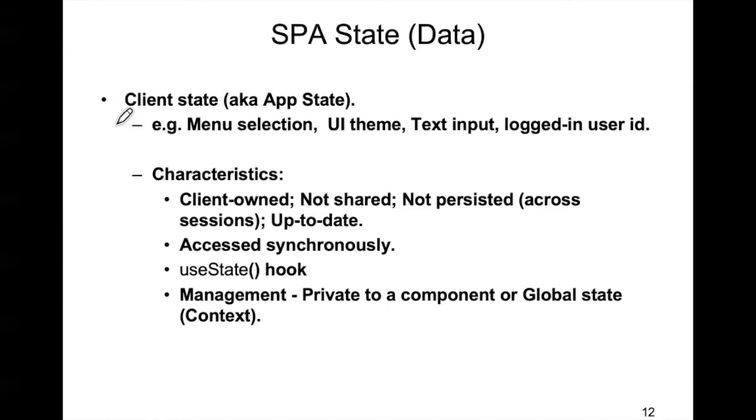And the characteristics of client state are as follows. It's owned by the client. So if you had multiple users running our Movies app in their own browser, then each instance of the Movies app would have its own local client state. In other words, for example, one user might have selected one option on the genre drop-down list. Another user on a different browser would have selected a different genre. So client state data is owned by the client, we say. It's not shared by the clients, obviously.